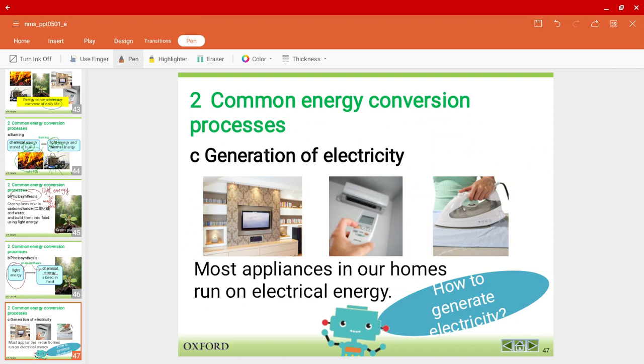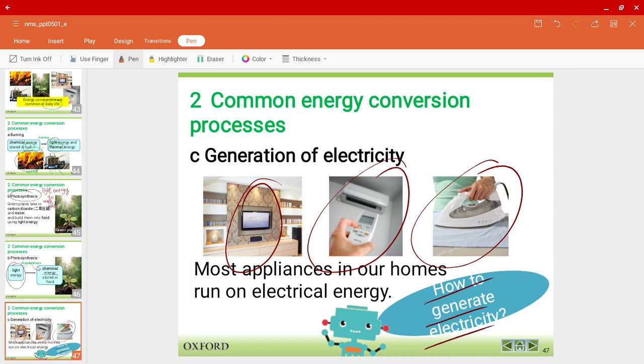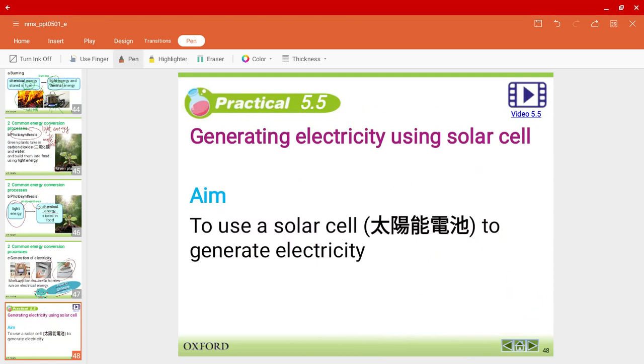Moreover, let's talk about electricity. Most appliances in our homes run on electrical energy, whether it's your TV, your aircon, your iron, many different things. They all run on electrical energy. But how exactly is electricity generated? So let's have a look.